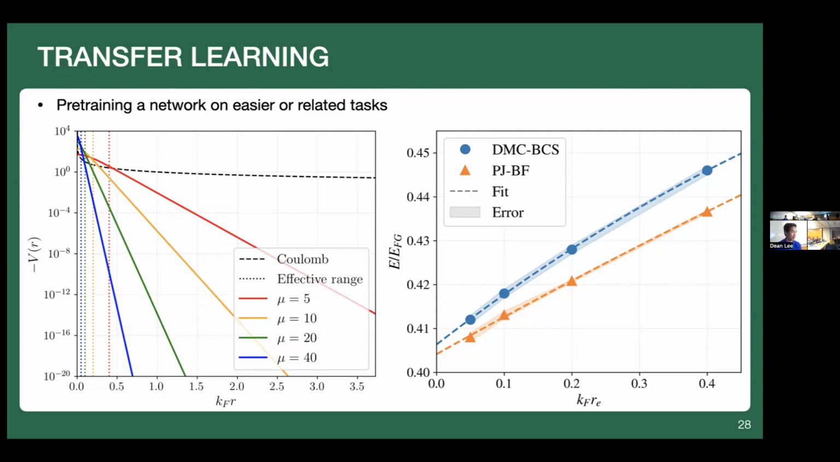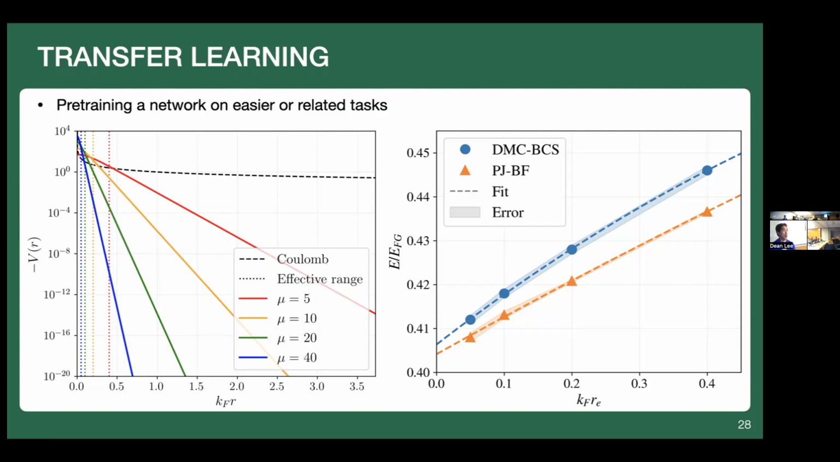So in our case, the interaction we're working with is extremely short range and very strong. So I plotted on the left on a log scale the Pöschl-Teller interaction here in the black dashed line, and then a bunch of different interactions with all of these different interaction parameters that we use in the paper.